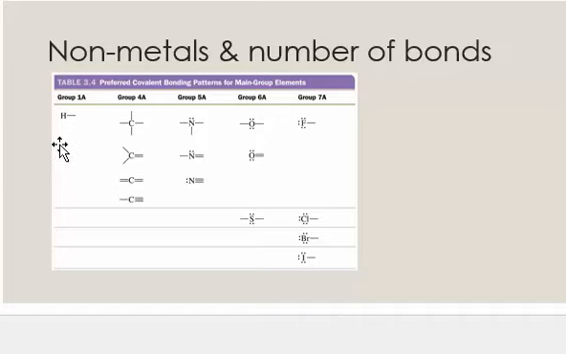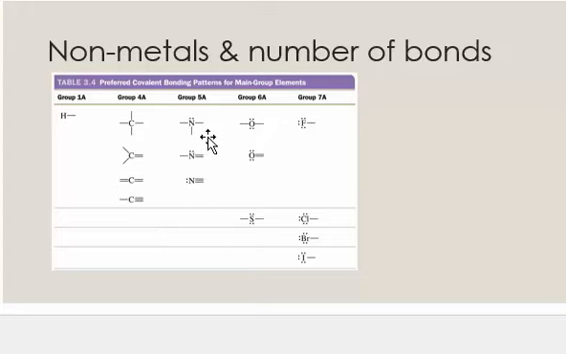Hydrogen always forms 1 single bond and never has a lone pair of electrons. Carbon always has 4 bonds. Carbon can form 4 single bonds, 2 single bonds and 1 double bond, or 2 double bonds, or 1 single bond and 1 triple bond. Carbon never has a lone pair in Lewis dot structures.